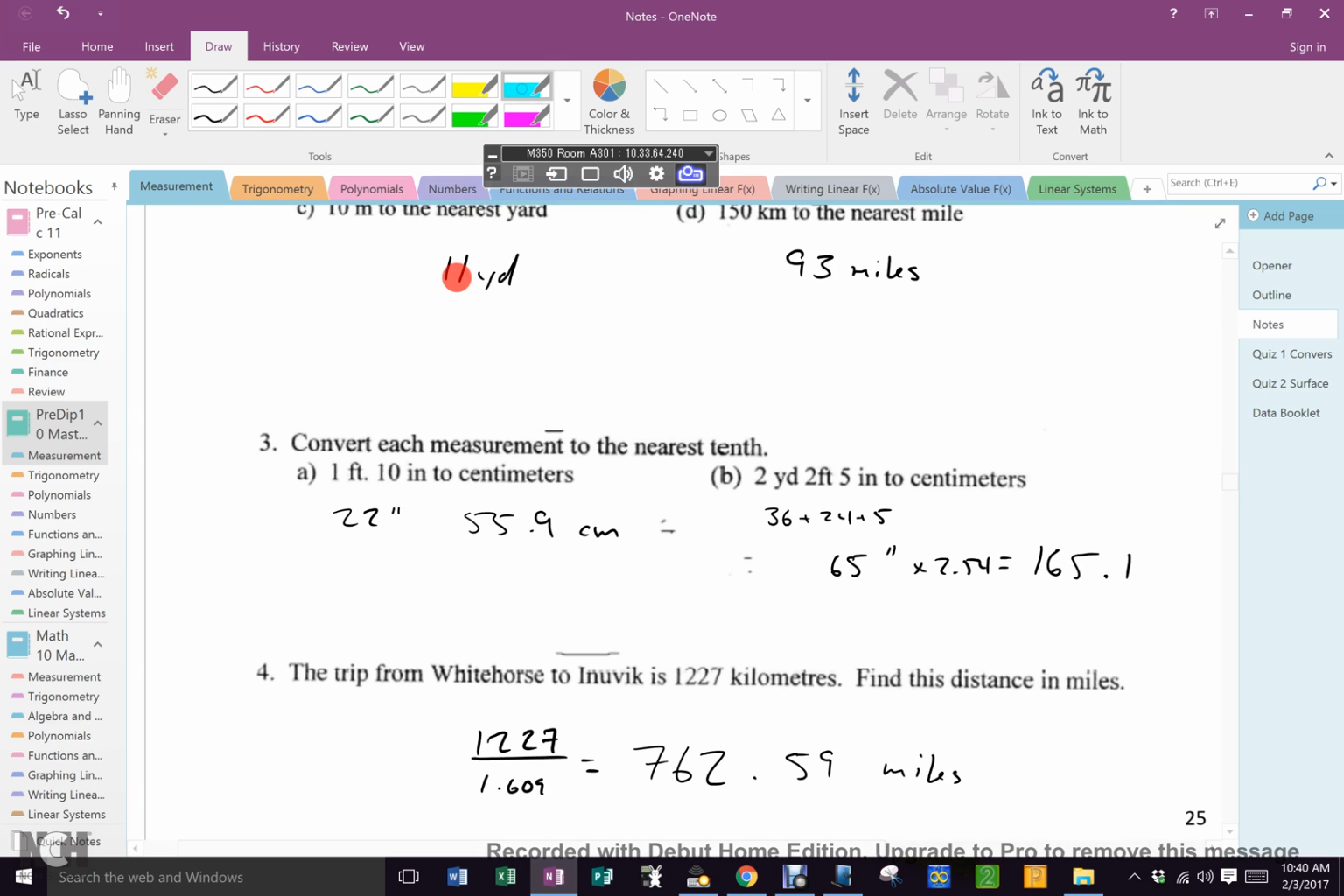There's the next ones. 11 yards, 93 miles, 55.9 centimeters, 165.1 centimeters, and 762 miles. Everybody okay there? Now, if you are looking for a shortcut, make sure you actually know what you're doing. Because you don't always need to write out the whole fraction, right? You know it's always going to be multiply or divide. When you write the fraction out, if the extra number is in the numerator, it's multiply. If the extra number is in the denominator, it's divide. Good? Nice.